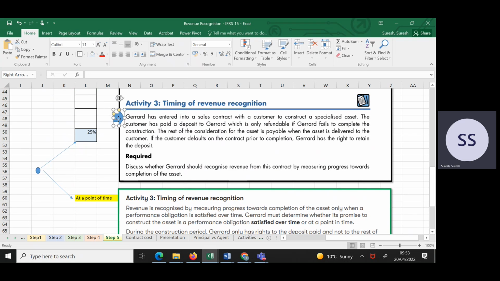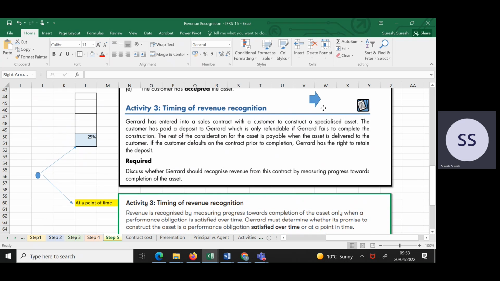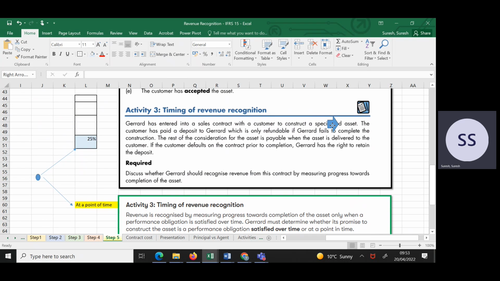We know now Gerard promises to construct a specialized asset, maybe a chair with three legs, right? So he promises to construct and supply the specialized asset to you. The customer has paid a deposit. So you have paid a deposit to Gerard, which is only refundable if Gerard fails to complete the construction, right?